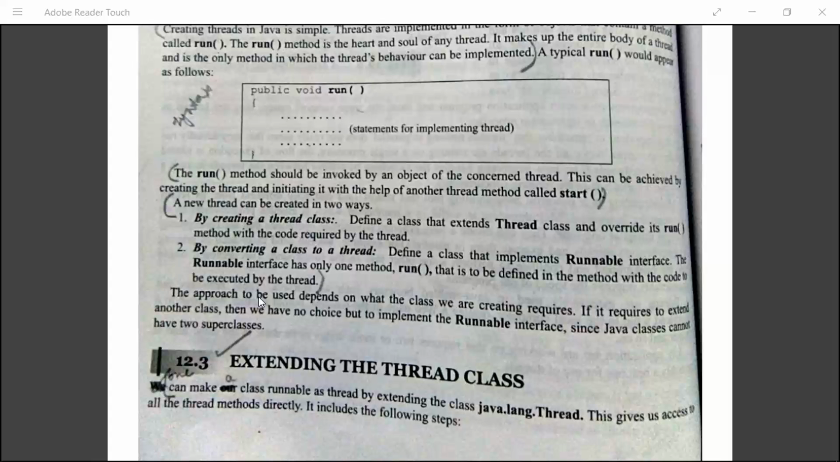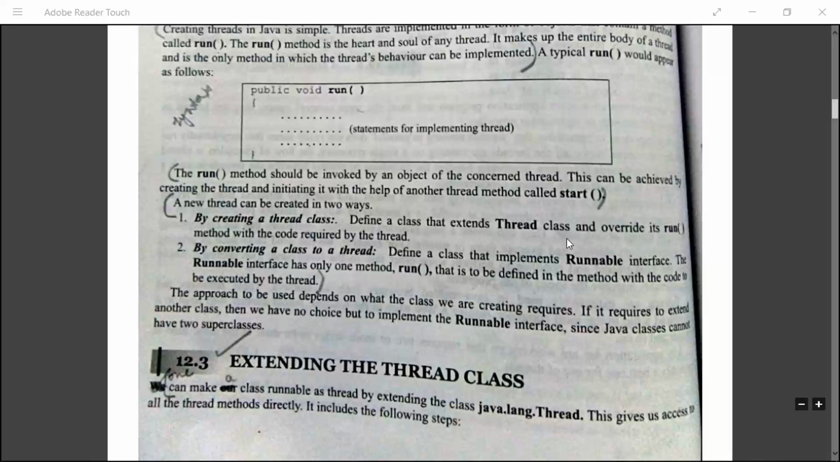First one is by creating a thread class. So how do you create a thread class? Define a class that extends the Thread class. This Thread class is the built-in class which comes with our Java package. Then override its run method with the code required by the thread. In the Thread class, you will have a run method and that can be overridden.